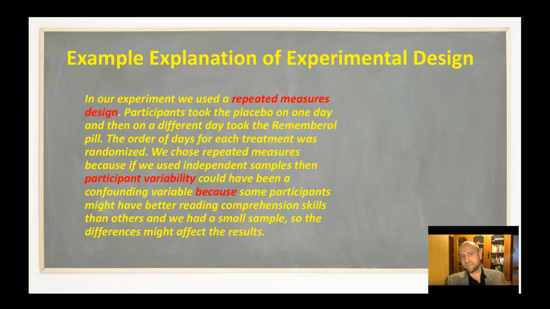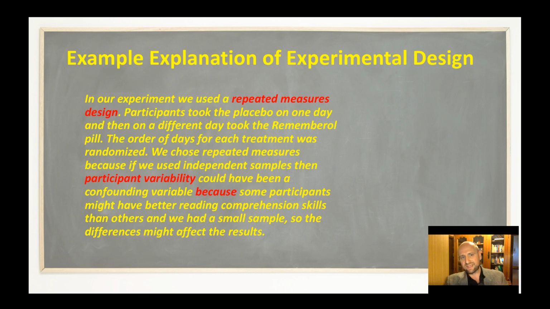Okay, now here I'm saying this is how, right? Now I can see that's repeated measures. They did one treatment on one day and another treatment on another day. The order of days for each treatment was randomized. Okay, maybe I'll explain that in my controls later. I don't need to explain it now because I'm just focusing on the design. So that second sentence is a description.